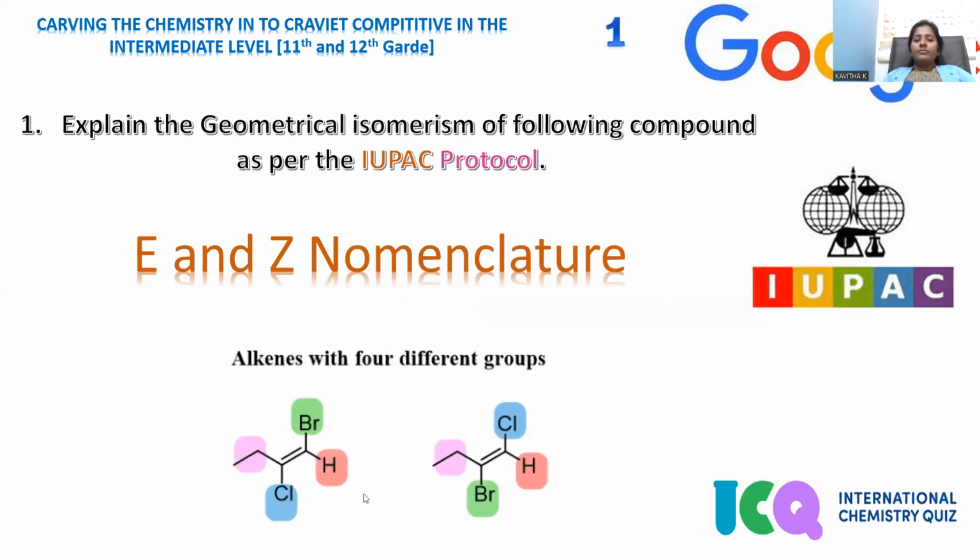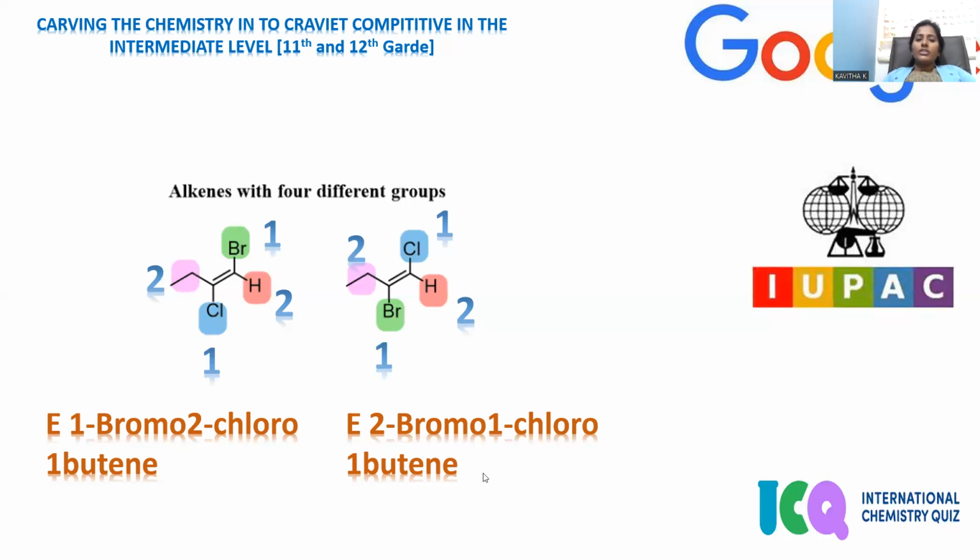For question number 1, here both the isomers in accordance with the E-Z nomenclature will be E isomers only, right? Move on to question number 2.